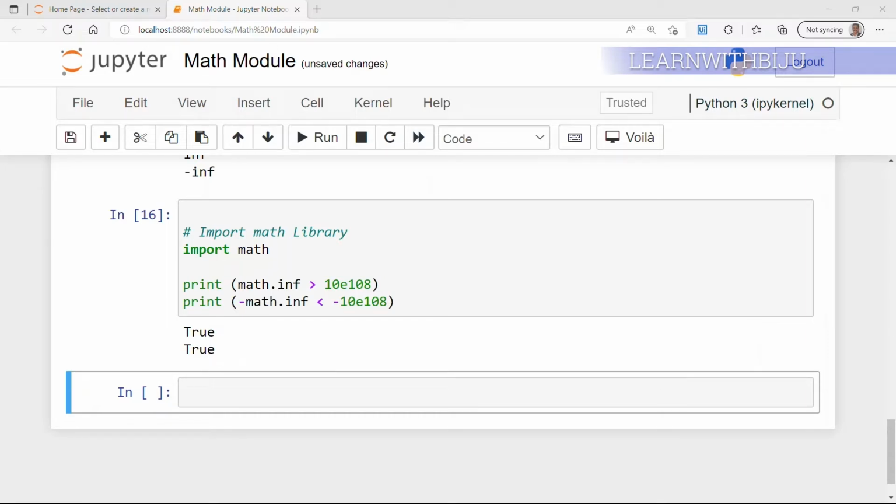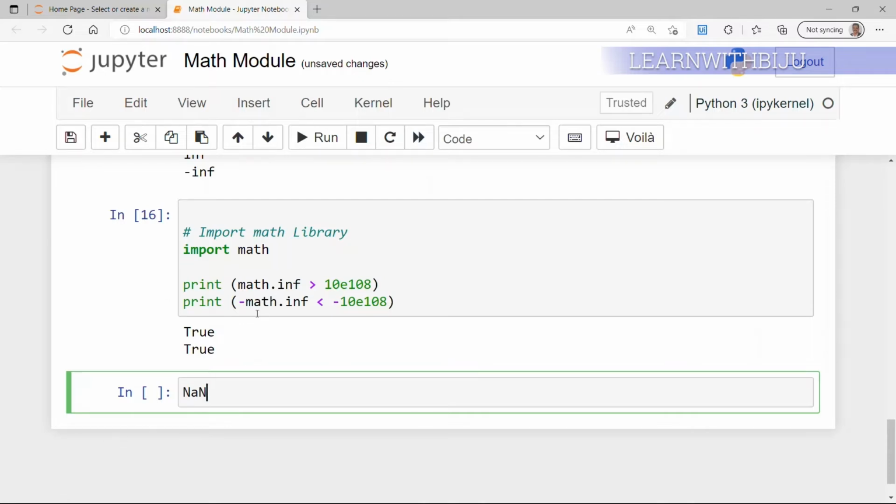And what is the last one? It is nothing but nan, not a number. The math.nan constant returns a floating point nan, not a number value. This value is not a legal number. The nan constant is equivalent to float nan.